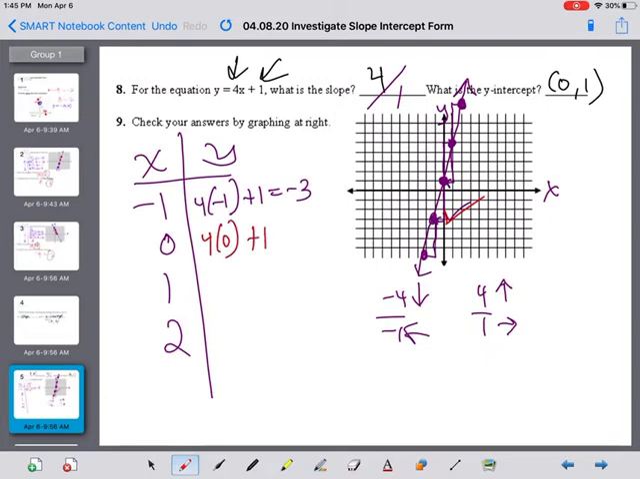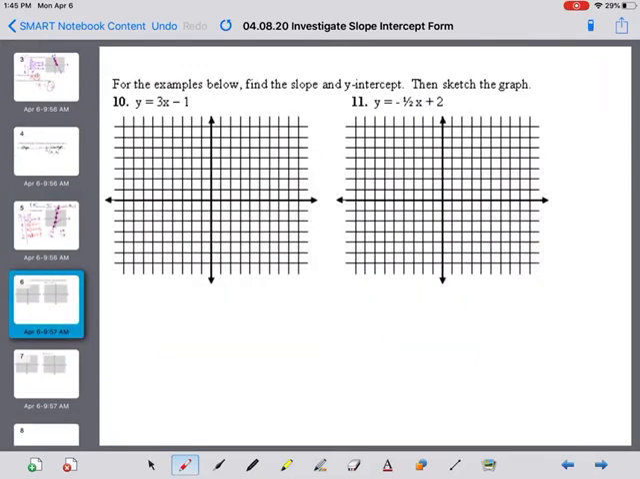Okay, 0. 4 times 0 is 0, plus 1 is 1. 0, 1. Yep. 4 times 1 is 4, plus 1 is 5. Yep, 1, 5. And then 2 is 8, whoops, plus 1 is 9. There it is. So it's a way to check. You could even put in a half, and then it'll work. 0.1, it'll land on the line. All right, let's keep going then.